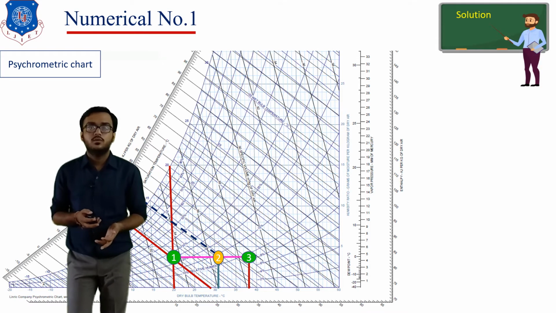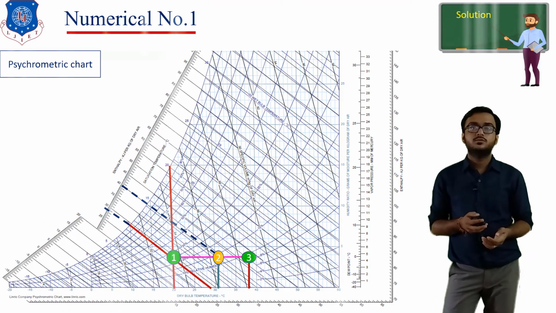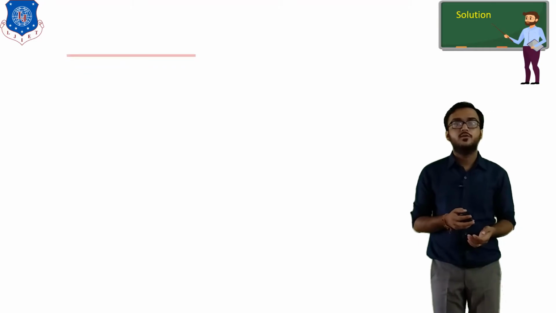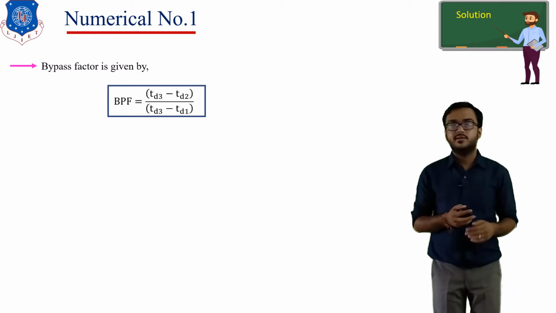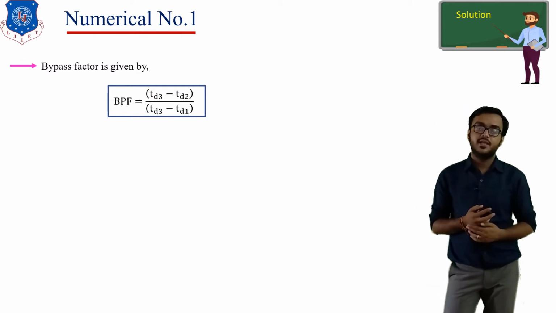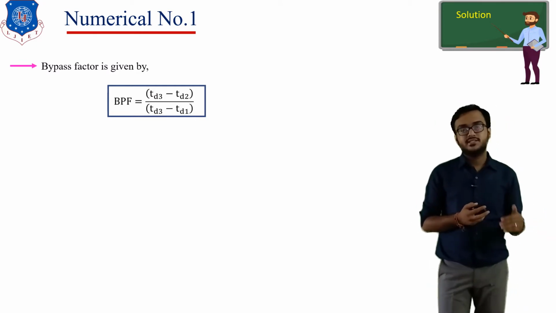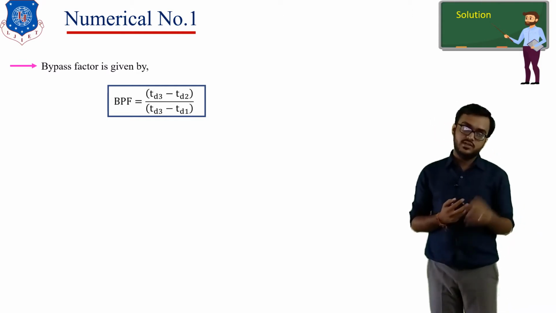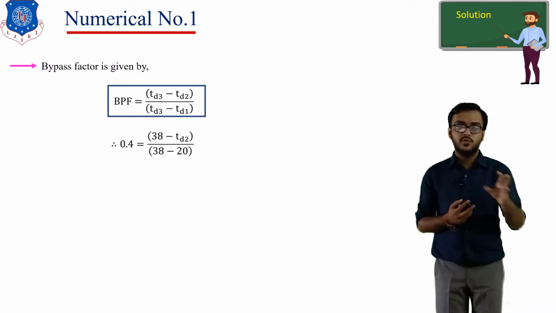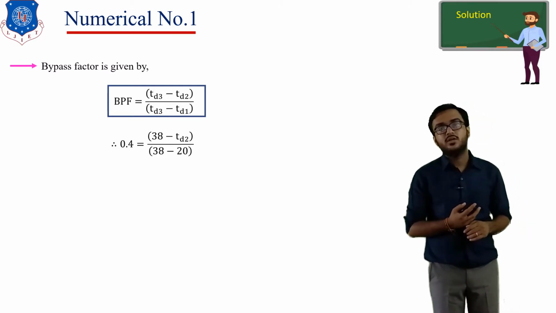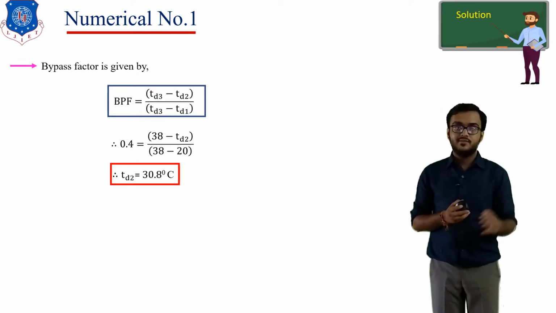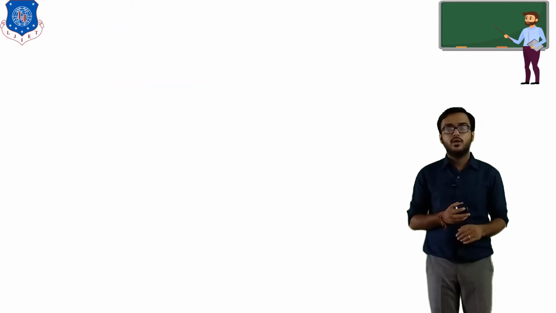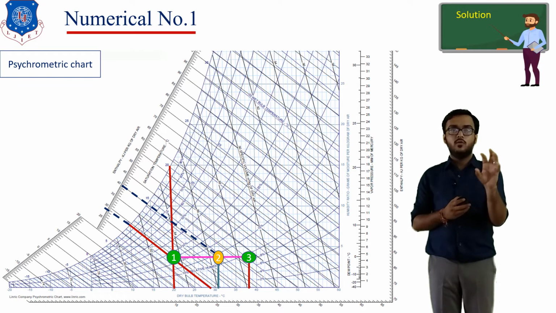As I told you, from the bypass factor we are able to calculate the value of TD2. We have an equation like this: bypass factor is equal to TD3 minus TD2 divided by TD3 minus TD1. Just put the values of TD3 and TD1 in the bypass factor equation. You will get TD2 equal to 30.8, which I have located on the psychrometric graph using the red color line. Just observe the previous slide. First of all, we have located point number 1.